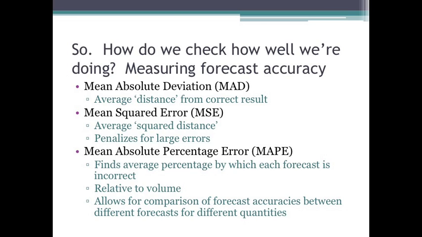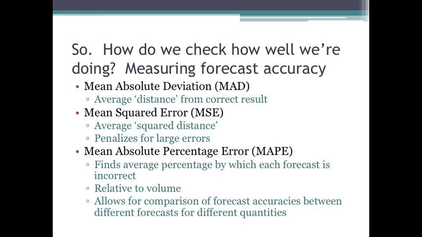So how do you measure how well a forecast works? Well, there are several tools that we have available to measure forecast accuracy. The first, mean absolute deviation. What is mean absolute deviation? It's simply the average distance from the correct result. In other words, what's the average amount that a forecast is wrong? So what's the average error?